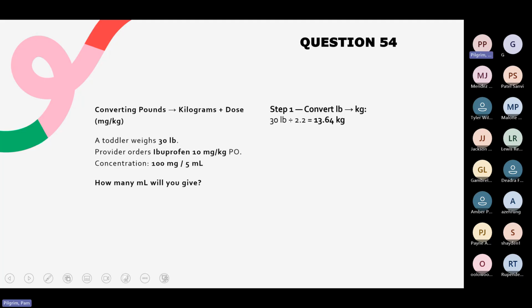Let's go through this kind of slowly. So the first thing you do is you convert that 30 pounds to kilograms, and you do that by dividing by 2.2. So then you have 13.64 kilograms. The next step is to calculate the milligram dose. So now you need 10 milligrams per kilogram, and you're going to multiply that by 13.64 kilograms. That gives you 136.4 milligrams.